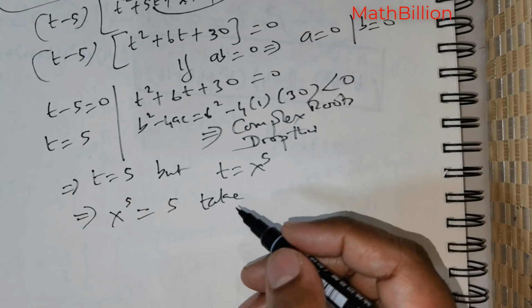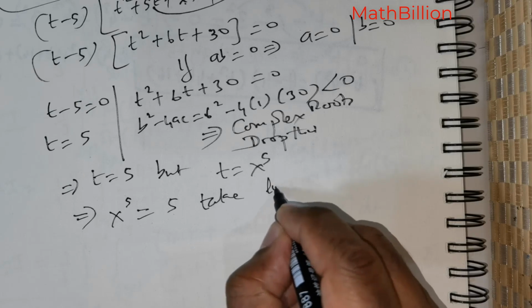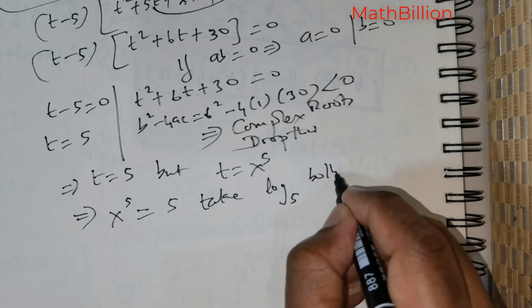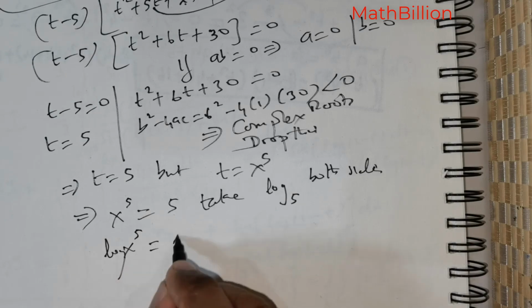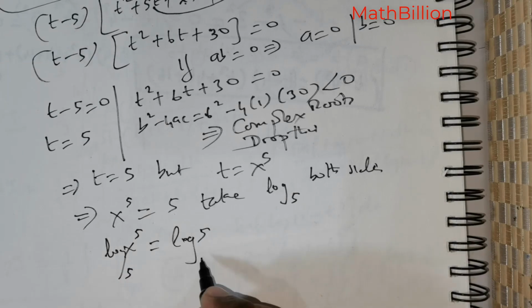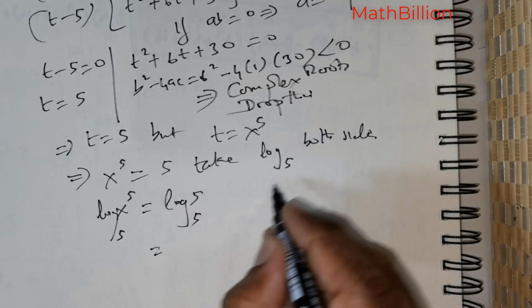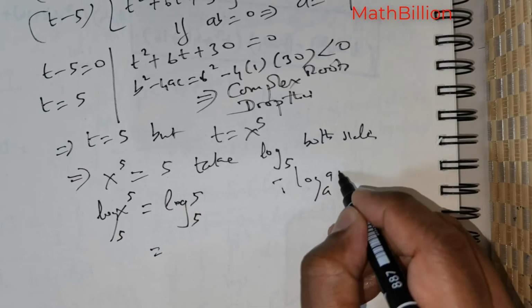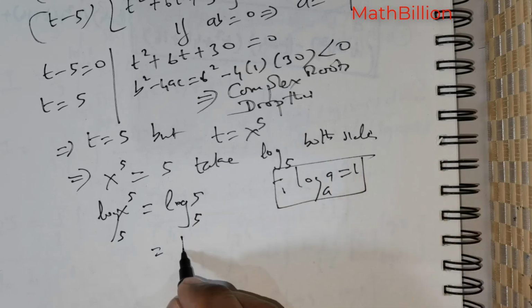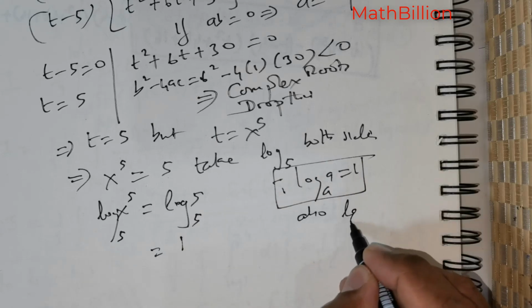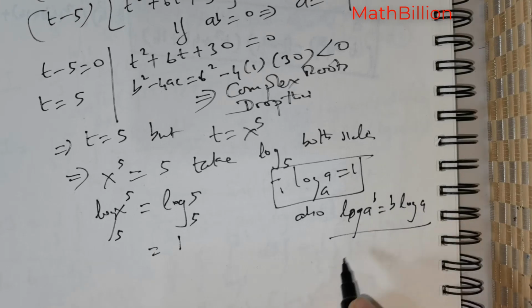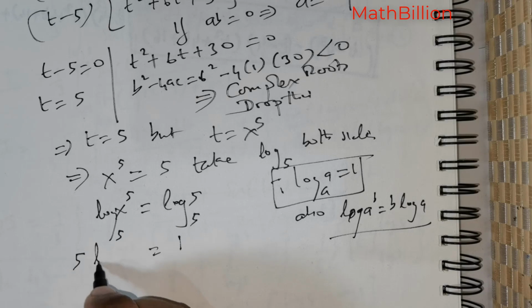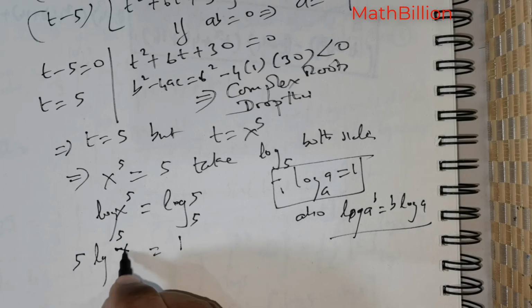Now you can take log to the base 5 both sides. So this would mean log x^5 = log 5, both to the base 5. So you know that log a to the base a is equal to 1. By that this is going to be 1, and also log a^b is equal to b times log a. So this is going to be 5 times log x to the base 5. This is what you get.